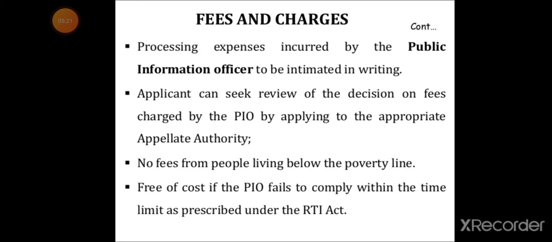Fees and charges. Processing expenses incurred by Public Information Officer to be intimated in writing. Applicant can seek review of the decision on fees charged by the PIO by applying to the appropriate appellate authority. No fees from people living below poverty line, and information is free of cost if the PIO fails to comply within the time limit as prescribed under the RTI Act.